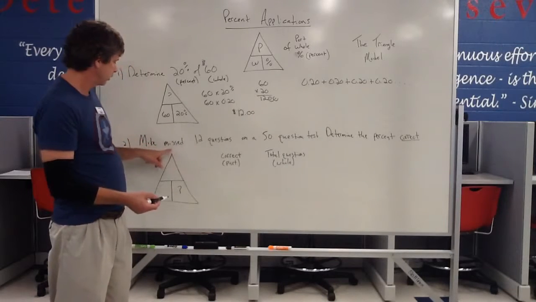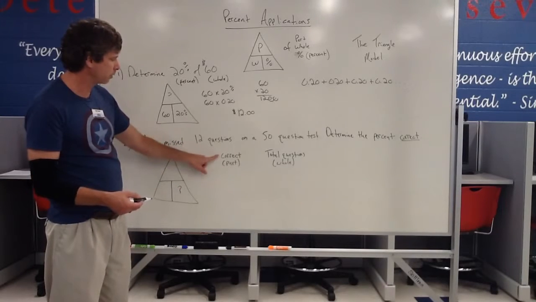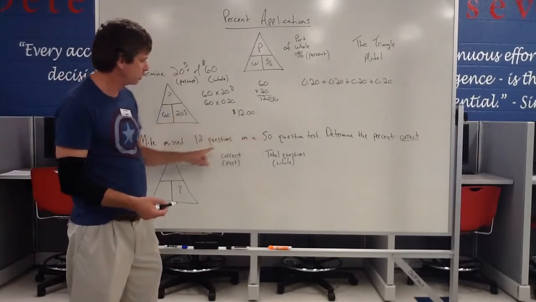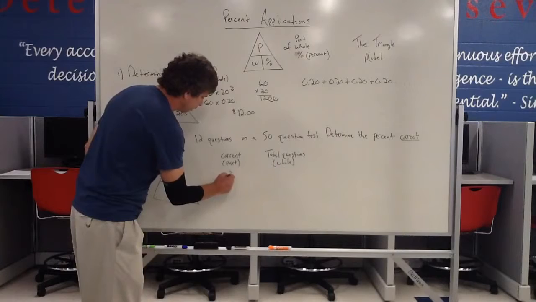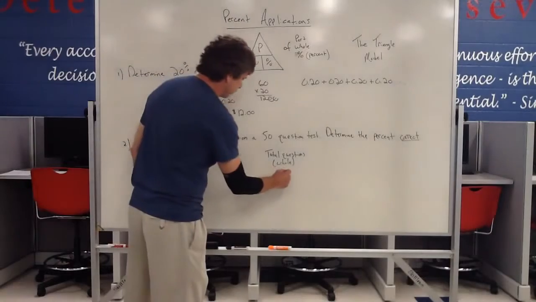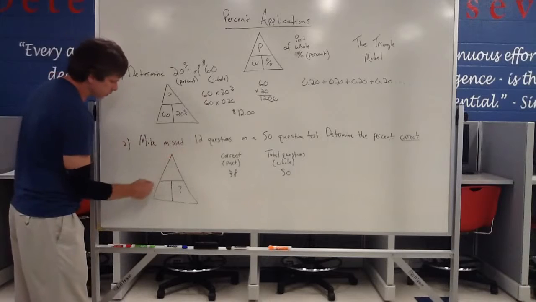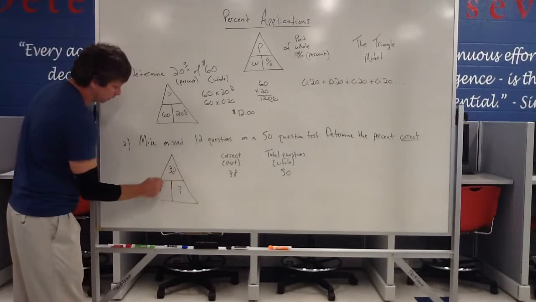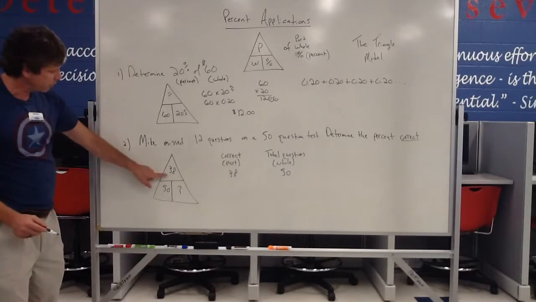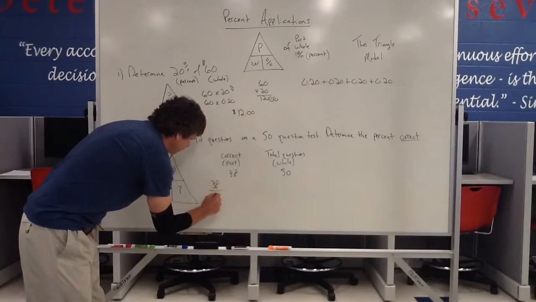So this 12 questions is actually not the part in this case, because we're looking for the number correct. The 12 was the number wrong. But if we subtract 12 from 50, that will tell me that we have 38 actual questions correct. The total number of questions was 50. That's going to represent our whole. So in our process, we've deduced that the 38 is our part, and the 50 is the total number of questions. So when we have part over whole, that's a fractional concept. We have 38 out of 50.